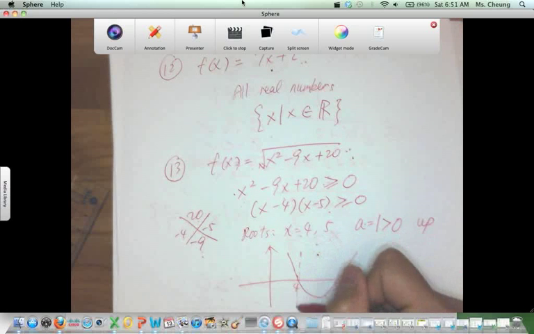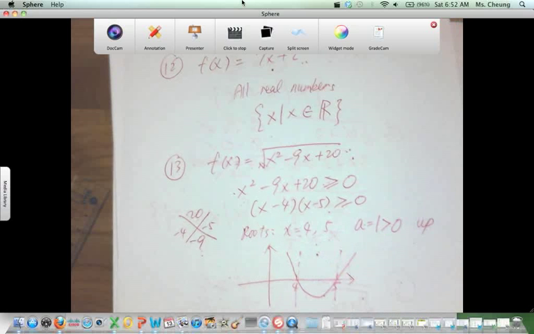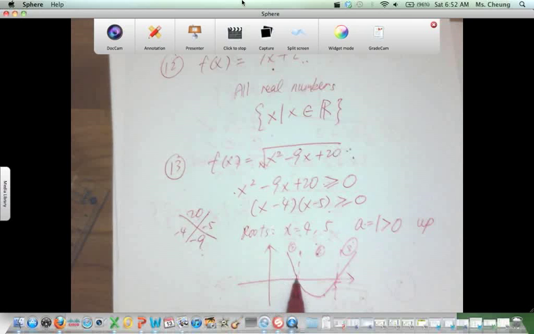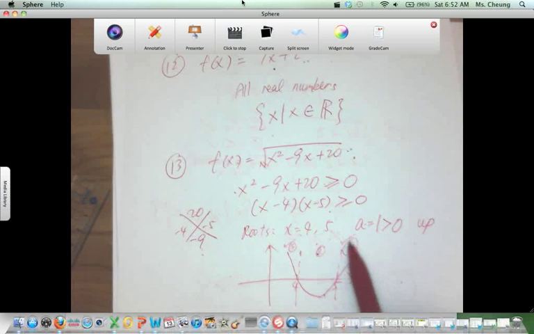That means my graph has three different parts: the first part, the second part, and the third part. So you ask yourself, when is this line, this parabola, above 0? It's only above 0 for the first one and the third one. The second one is below 0.